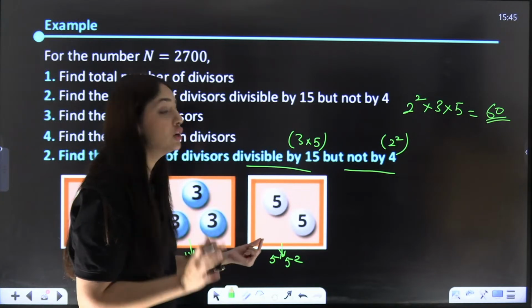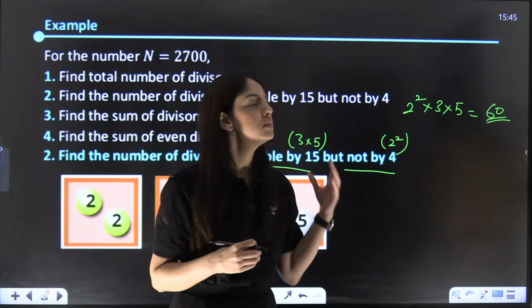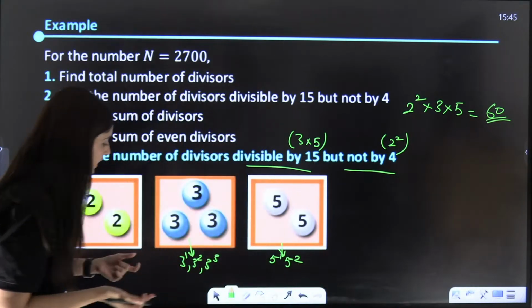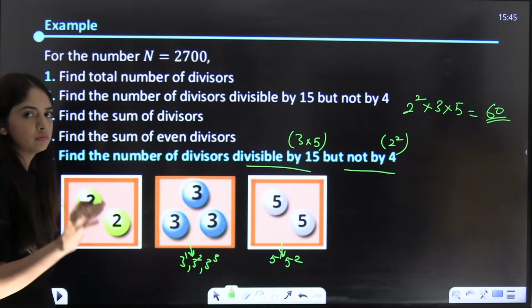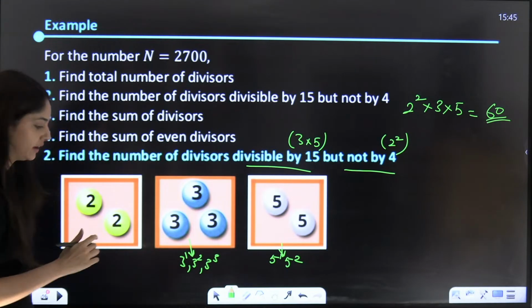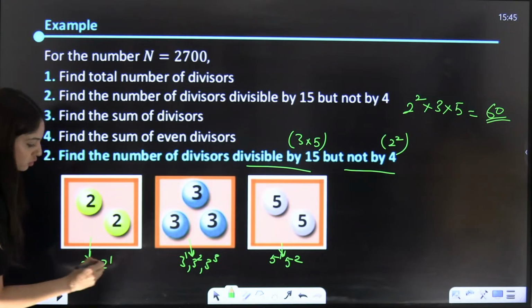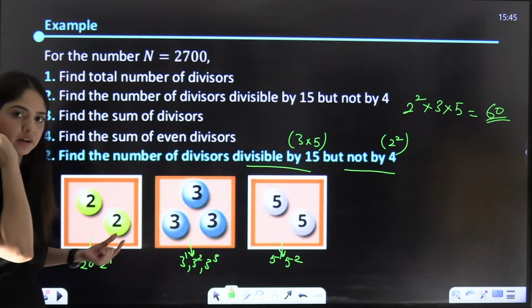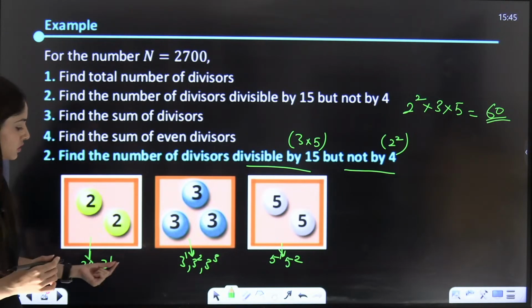5 raised to power 0 is not an option. As soon as we do not take a 5, then it is not possible that we get a number which is divisible by 15. But here 2 raised to power 2 should not be there. No 2 2's should be there. 0 2's, that is okay. 1 2, that is also okay. It will only be an even number, but it won't be divisible by 4. But as soon as we take both the 2's, then it will be divisible by 4.